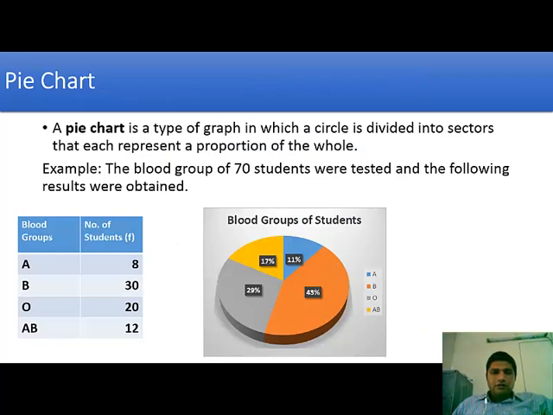The pie chart. First of all, I will show you the pie chart and then I will discuss how to construct it. Well, this is the data of 70 students and their blood groups. In the table, you can see that there are 8 students with blood group A, 30 students have blood group B, 20 have blood group O, and 12 have blood group AB. So a pie chart is simply a division of a circle into different sectors, different portions. It is used when you want to show the components of a total. So here you have a total of 70 students and you need to show how many students have blood group A, how many have blood group B, and so on.